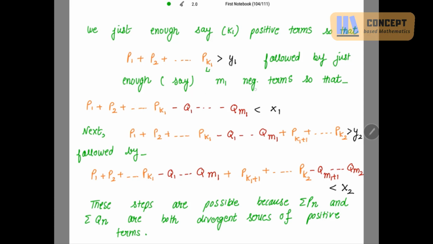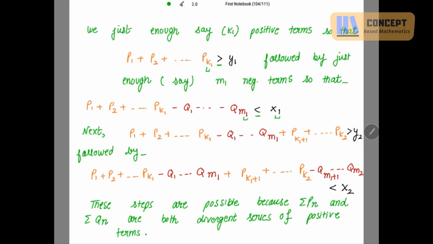Followed by just enough, say m1 negative terms, so that now adding these m1 negative terms. And if you are ending up with these negative terms, I use red color for the negative terms and orange color for the positive terms. If you are ending up with these negative terms, then here the subscript is m1. Write this for x1. This is less than x1. See, if you are ending up with the negative terms, write the sign as less than. If you are ending up with the positive terms, write the sign greater than. Okay, for positive terms use y, for negative terms use x.